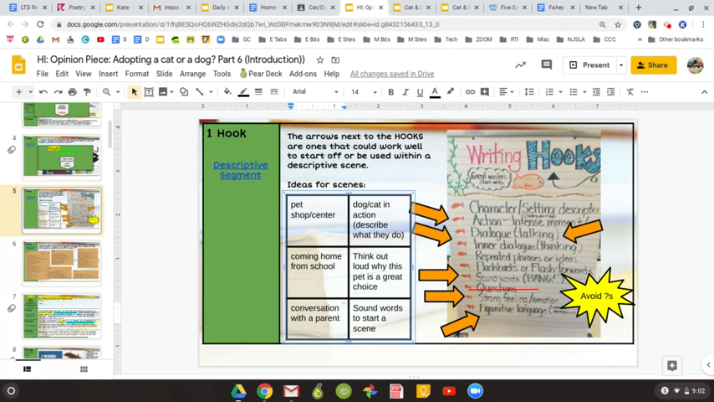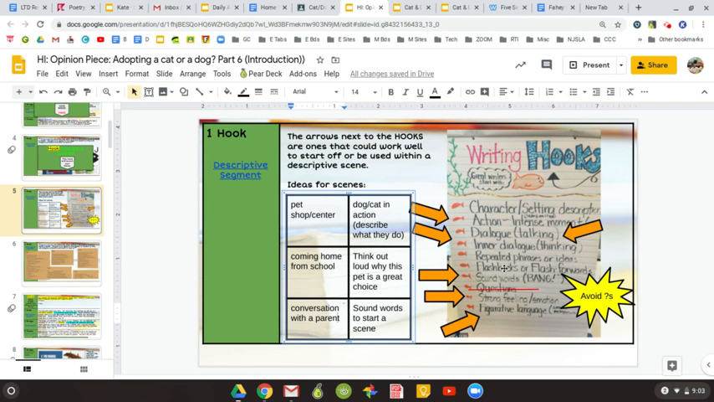If you wanted to put in quotation marks, you certainly could, but that might be an area where you might have a conversation with someone. You could also have a conversation with another cat lover, a dog lover, someone selling a dog or a cat might be something you can use too.